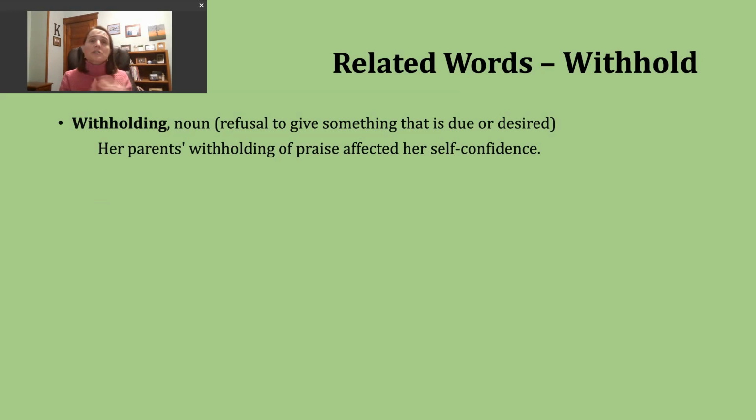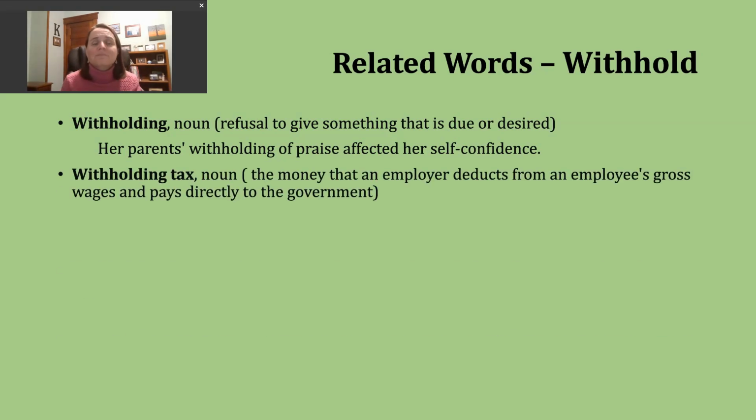Okay, so here someone's talking about how her parents kind of refused to say, you're doing great, or you did this well. And then kind of the result of that refusal to give. Another noun you might encounter is withholding tax. Again, this refers to the money that an employer deducts from an employee's gross wages, and that money is sent or paid directly to a government.